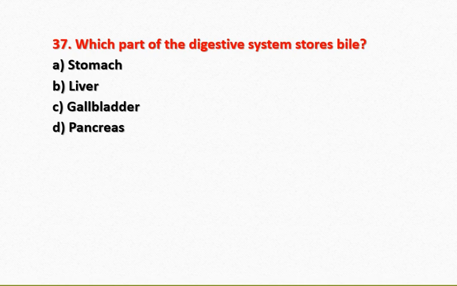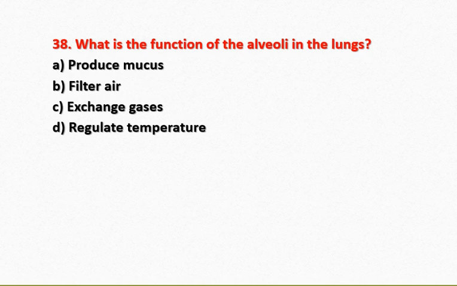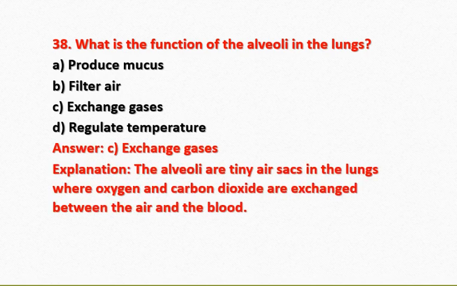Which part of the digestive system stores bile? Correct answer is option C, gallbladder. What is the function of the alveoli in the lungs? Correct answer is option C, exchange gases.